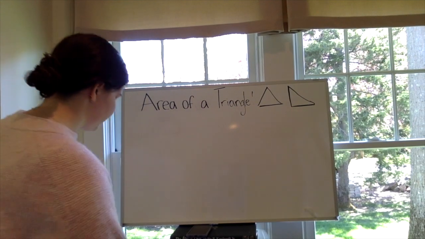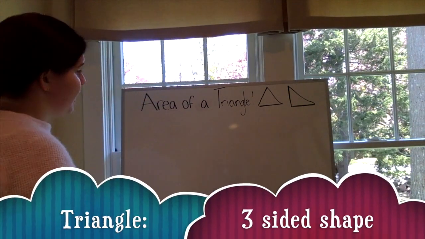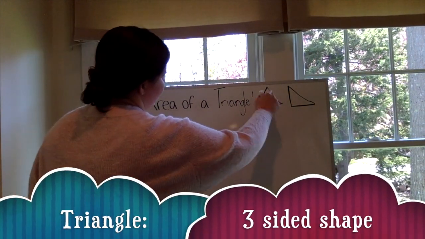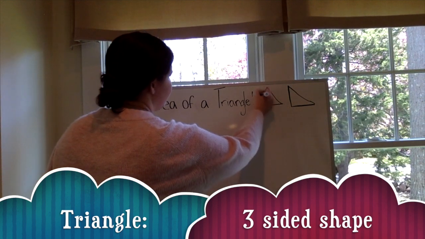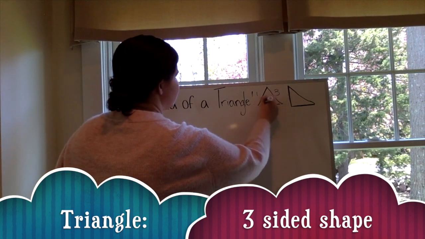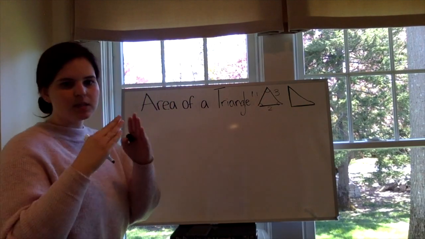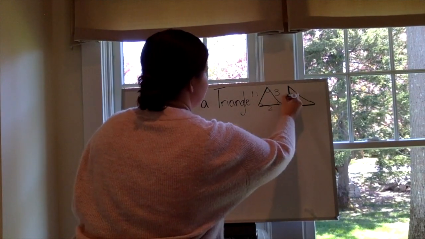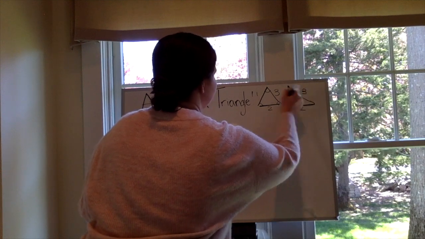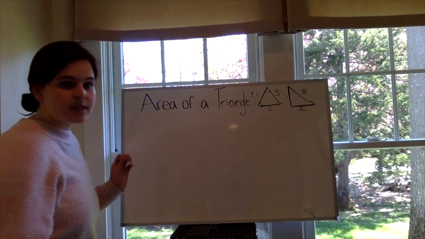So a triangle, as you can remember, is a three-sided polygon with three sides and three angles. So an angle is when your two line segments come together. So that's what a triangle is.